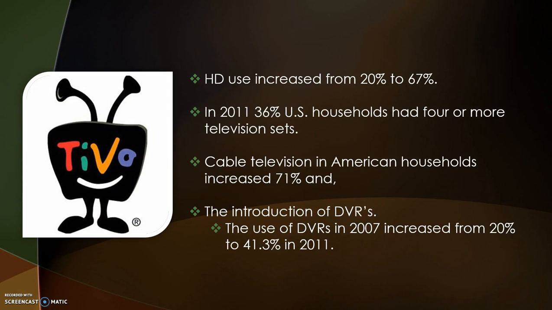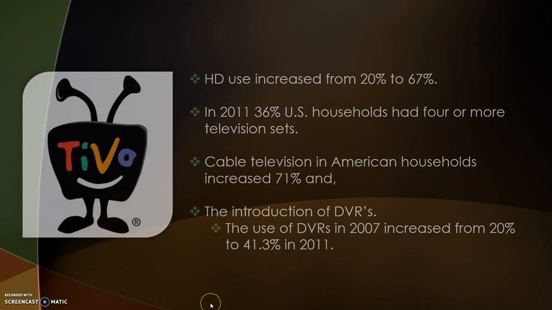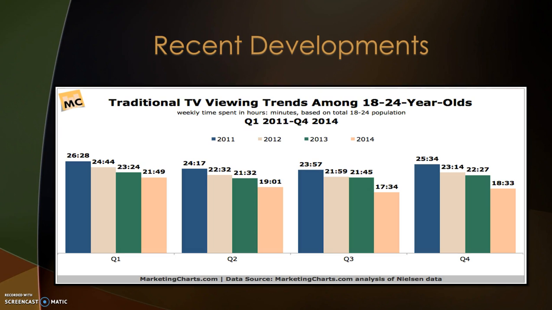Okay, so the HD use increased from 20% to 67%, and in 2011, 36% of US households had 4 or more television sets. Also, cable television in American households increased 70%, and the introduction of DVRs like the TiVo in 2007 increased from 20% to 41% in 2011.